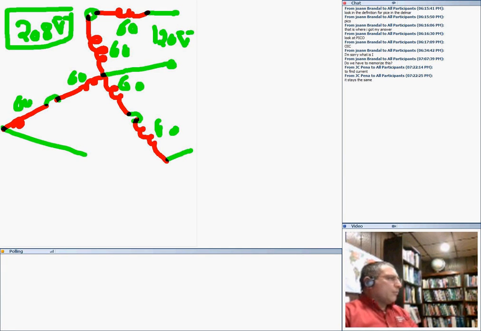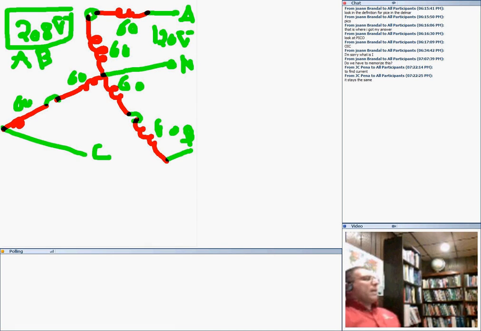If you look at line to neutral, and if you look at phase to phase, this is between A and B, or B and C, or C and A, you get 208. But if you measure between phase A and the neutral, you get 120. Or phase B and the neutral, you get 120. Phase C and the neutral, you get 120. And you can get 120 because 60 plus 60 is 120.